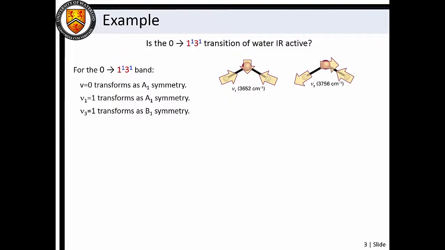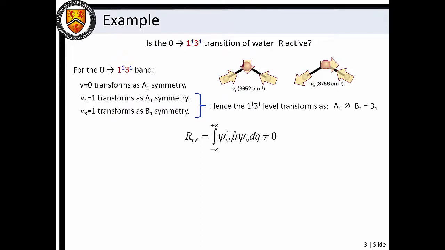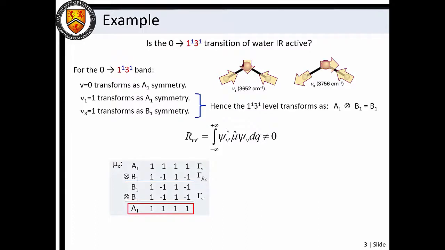A transition will be IR active if the transition dipole moment is non-zero. We can see that this will be the case if the integrand transforms as the totally symmetric irreducible representation. We can determine if this is the case by finding the direct product of the v0 wave function, the dipole moment vector component in the x, y, and z directions, and the 1-1-3-1 wave function irreducible representations. Here we see that the x component of the dipole moment leads to a non-zero transition dipole moment.